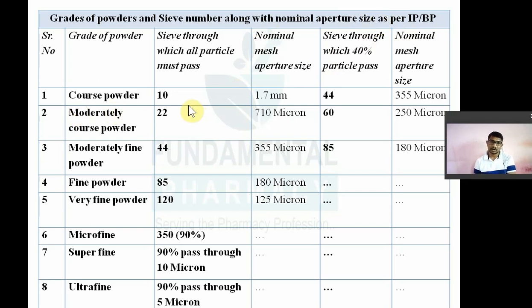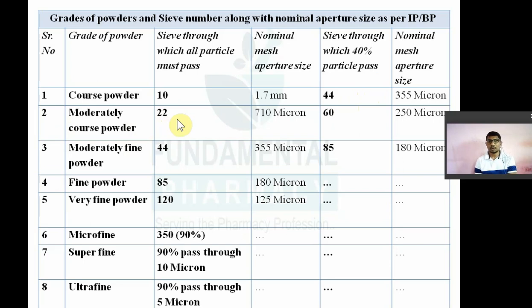As per IP and PP, coarse powder is defined as the powder in which the particles must pass through sieve number 10 and at least 40% pass through sieve number 44. Okay, so coarse powder is defined as the particles of the powder that must pass through sieve number 10 and 40% must pass through sieve number 44, ठीक है। मतलब कोर्स पाउडर क्या होता है कि इसके सभी पार्टिकल 10 नंबर से पास होना चाहिए और 40% पार्टिकल 44 नंबर से पास होना चाहिए, that is a coarse powder. Now what do you mean by moderately coarse powder?